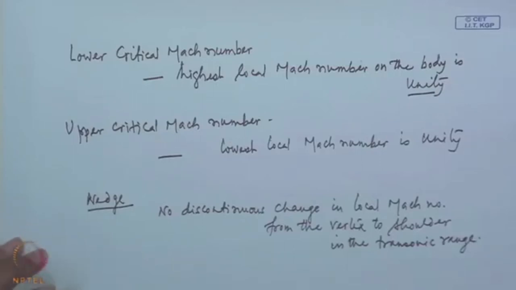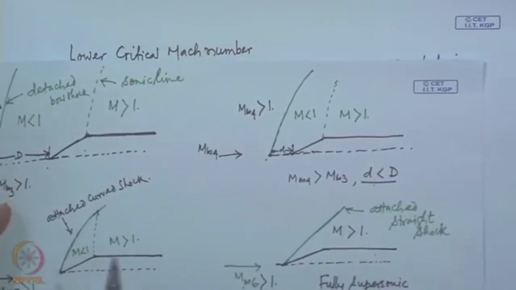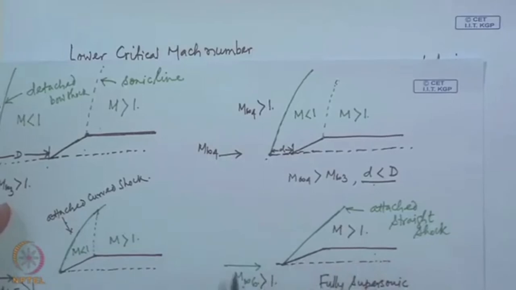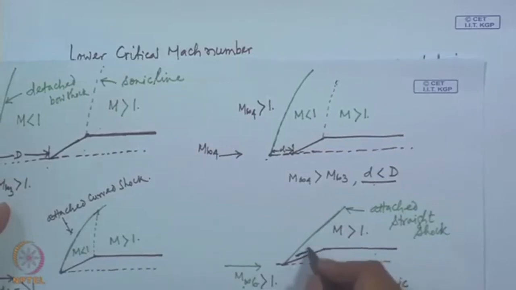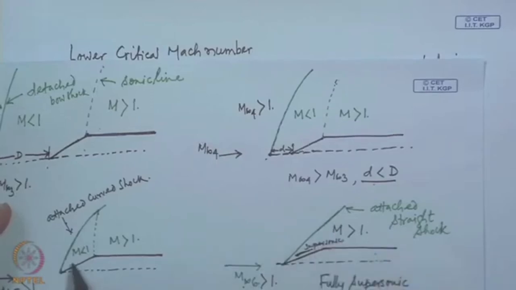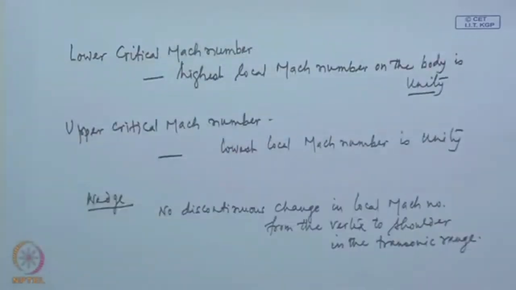However, we have seen that up to M infinity 5, the flow over this wedge remains subsonic, and at higher Mach number for M infinity 6, the flow over this wedge has become supersonic in this part. So, this change from subsonic to supersonic over this wedge surface is smooth and continuous. There is no discontinuity over this entire Mach number range, say from M infinity 1 to M infinity 5.